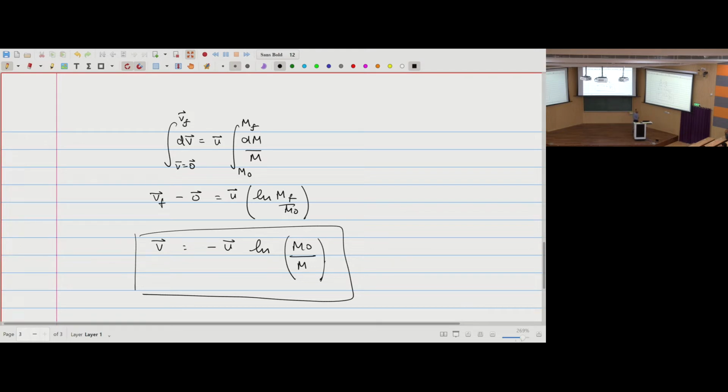Now, of course, small u, the masses leave in a direction which is opposite to the movement of the rocket. So, that negative sign makes sense. The rocket moves in the opposite direction of u.